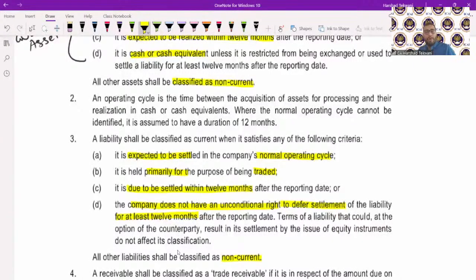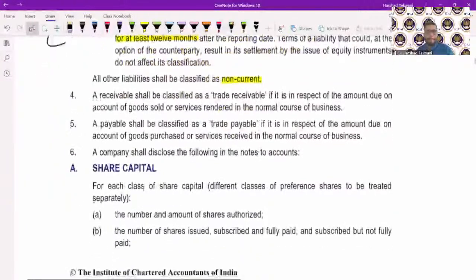Clear? Now, in both of the cases, we saw there is a normal operating cycle. What is the normal operating cycle? Generally, normal operating cycle means a duration of 12 months. Generally, but it can be any other based on the business type and business nature. But usually, it's a duration of 12 months. This was for the current liability. Any doubt till now?